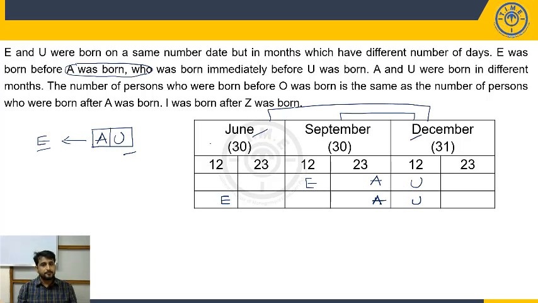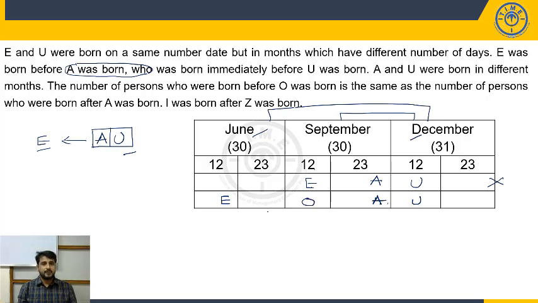Now what is given? Number of persons who were born before O was born is the same as the number of persons who were born after A was born. After A, how many are there? 2. So before O has to be 2. Before O has to be 2 means O should be September 12th. So which is not possible in this one because already E is there. Now in this case, after A is 2. So before O is 2. So it should be September 12th.